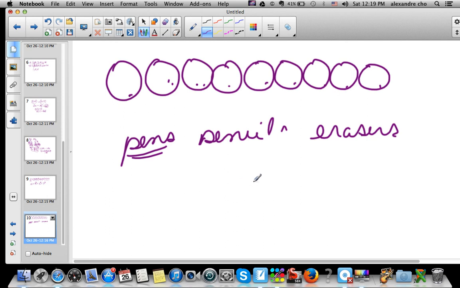Let's see, 54 pens, 9 times 6 is 54. 18 pencils, 9 times 2 is 18, so that works. And 99 erasers, 9 times 11, so that also works. So for 23, there's a little mistake. The correct answer is C and D.